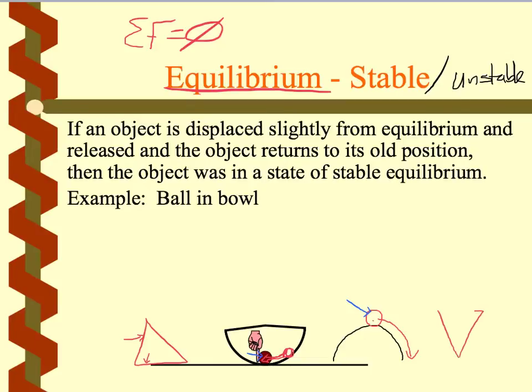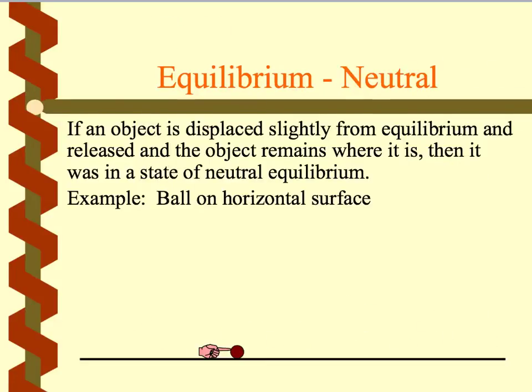Another example might be the triangle turned upside down. I could get it to balance like this, but if I displace it even a slight little bit, it's going to fall off of that balanced position and not come back up again naturally.